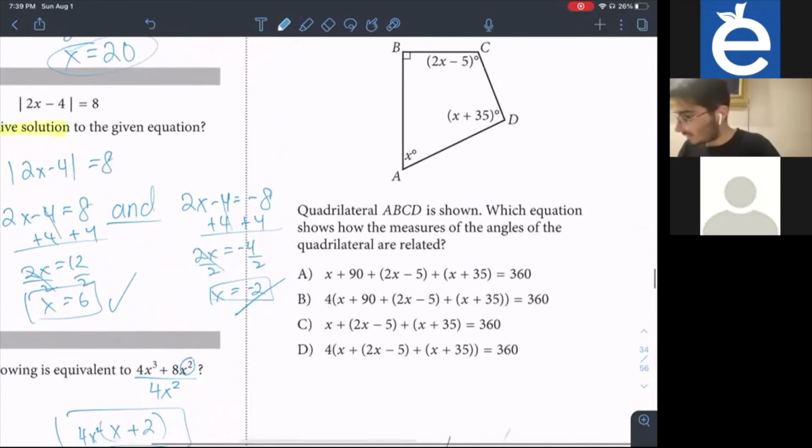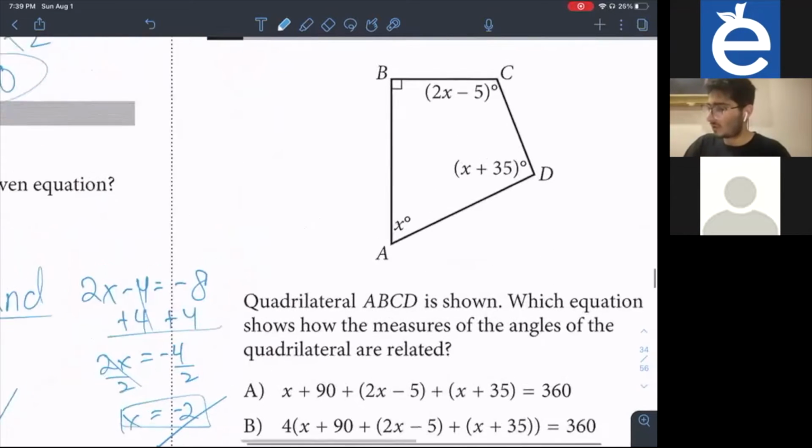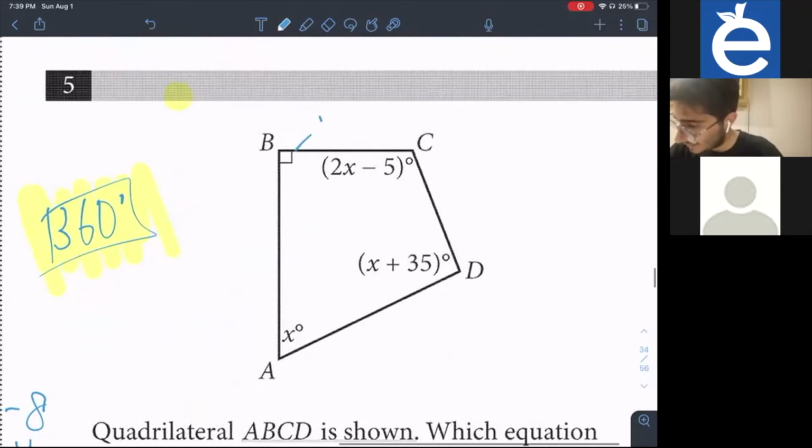Okay. Quadrilateral ABCD is shown. Which equation shows how the measures of the angles of the quadrilateral are related? So we have to know that a quadrilateral has 360 degrees. We have to know that as a fact. So this is the fact. Okay, so we know this is the 90-degree angle. This is another angle, this is another angle, and this is another angle.